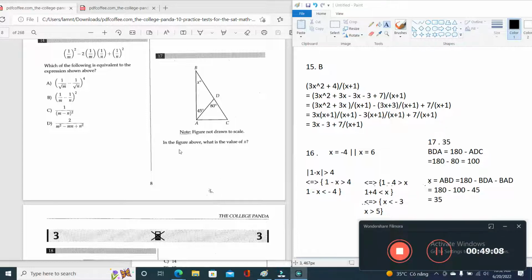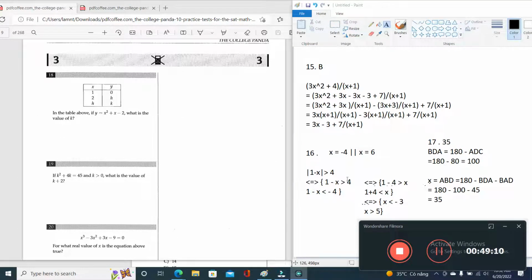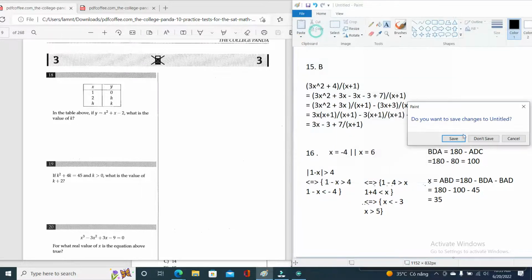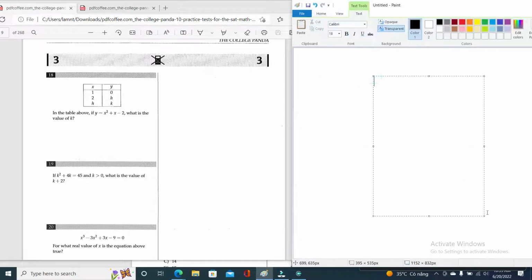Okay, so let's come to number 18. y equal to x squared plus x minus 2. They asked about the value of k. Alright, so let's find out what is the value of k. Let's have a new sheet. So 18, y equal to x squared plus x minus 2. What is the value of k?